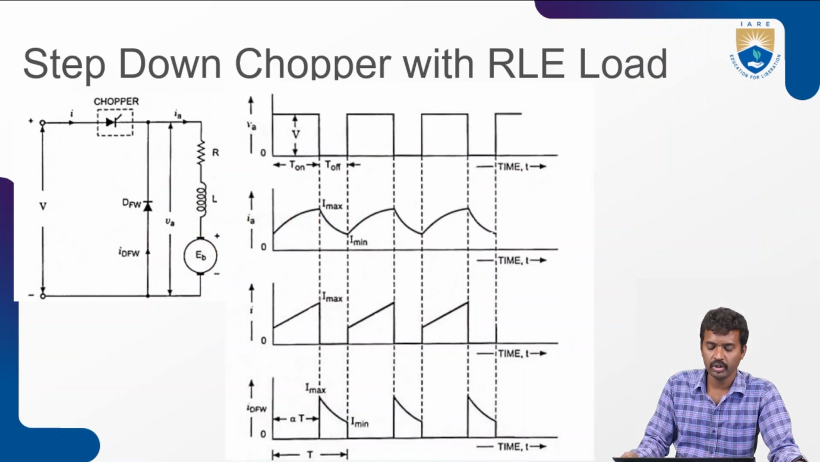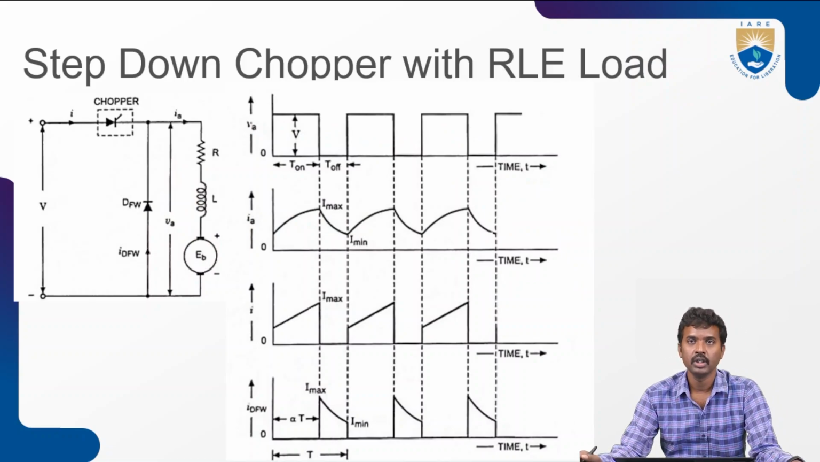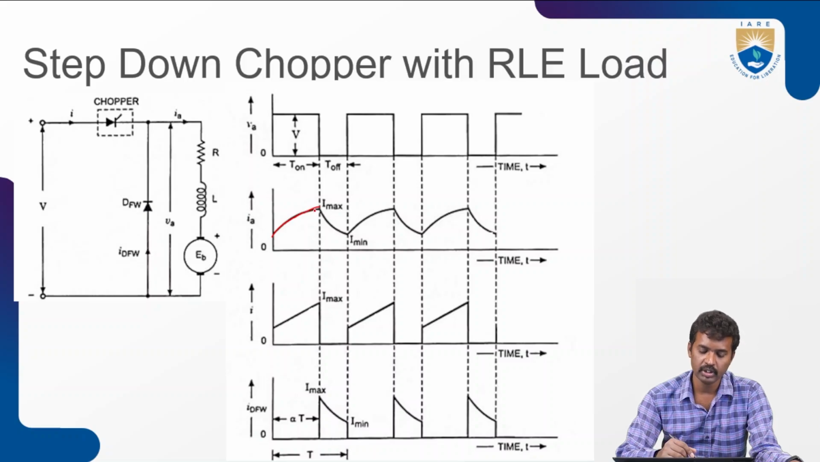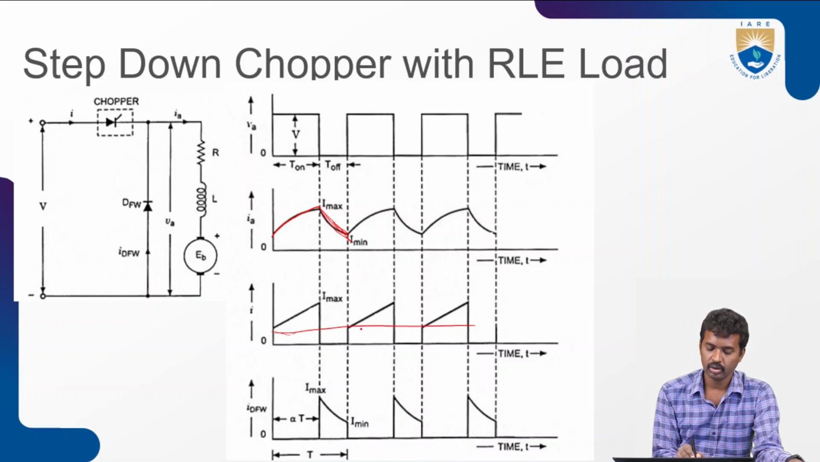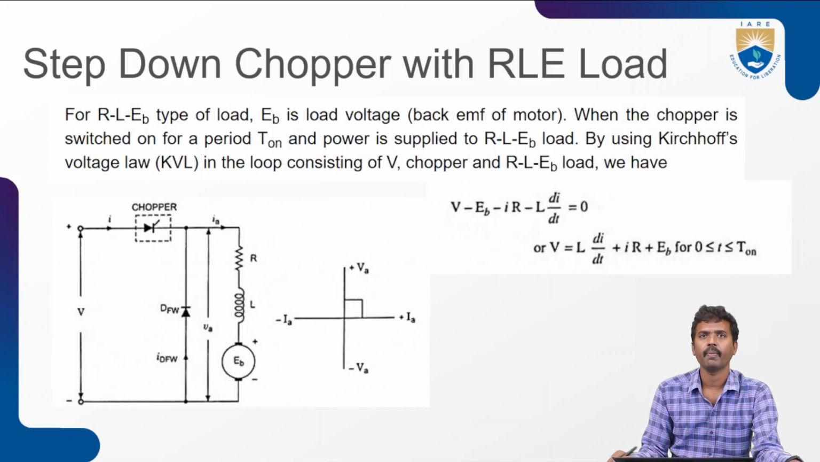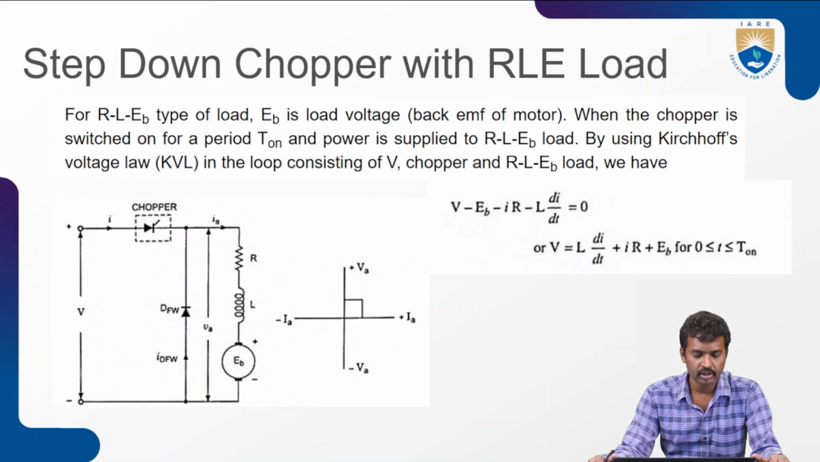In this case, the output current starts from 0 and increases during turn on, from minimum to maximum, and during turn off it falls from maximum to minimum. The input current rises linearly like this, and again during turn off its value is 0. The freewheeling diode current is the same as previously, but here the voltage is EB. So this is EB, and only during turn off does the diode current flow. So this is the case for the freewheeling step down chopper with RLE type of load.